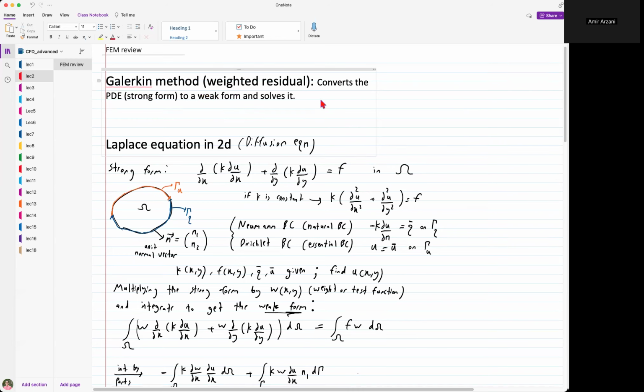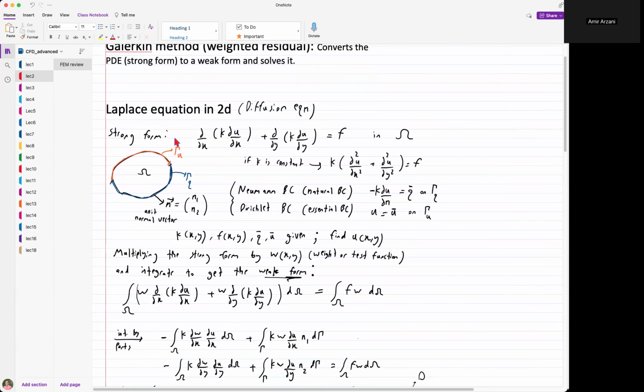So we're going to explain this with the Laplace equation in 2D, also known as the diffusion equation. If you consider the Laplacian equation, the strong form is written as such. Here we also have a source term, so you can think of this as a Poisson equation. We have partial x of k times partial u partial x. U is a scalar that we're trying to solve, and we also have the same term in the y dimension. And f is a source term, which is a function of x and y.